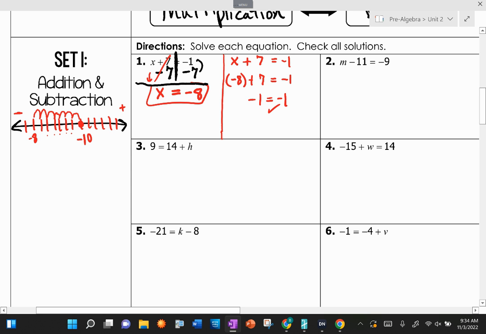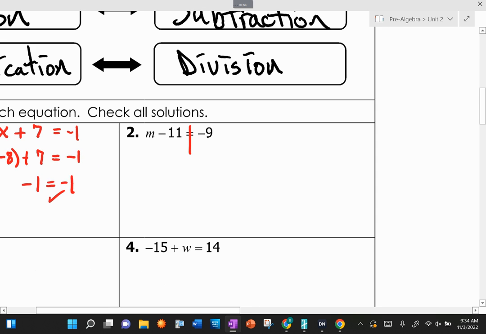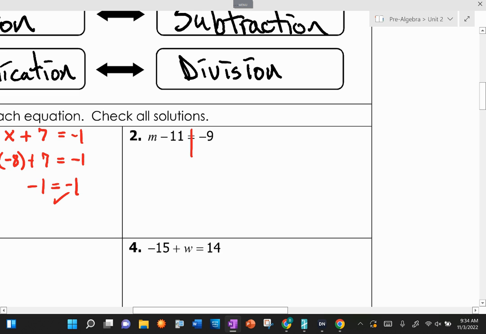All right, let's check number 2. So, step 1, locate the variable. The variable is on the left side of the equal sign. Okay? What operation, Lux, what operation is being done to the variable? Thank you, Lux. So, subtraction. By what, Lux? Yeah, by 11. There we go. Okay, so we're being subtracted by 11.